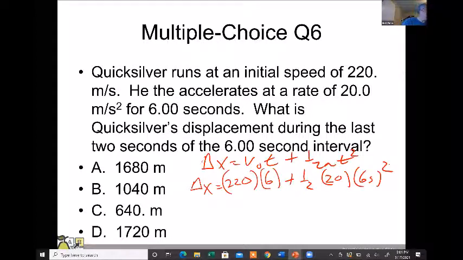All right, so if I do the math on that, multiply all that out and add it up, I get a displacement of 1,680 meters. That's how far Quicksilver runs during the whole 6 seconds. If I wanted to know how far he went just during the last 2, what would be the other thing that I ought to calculate here?